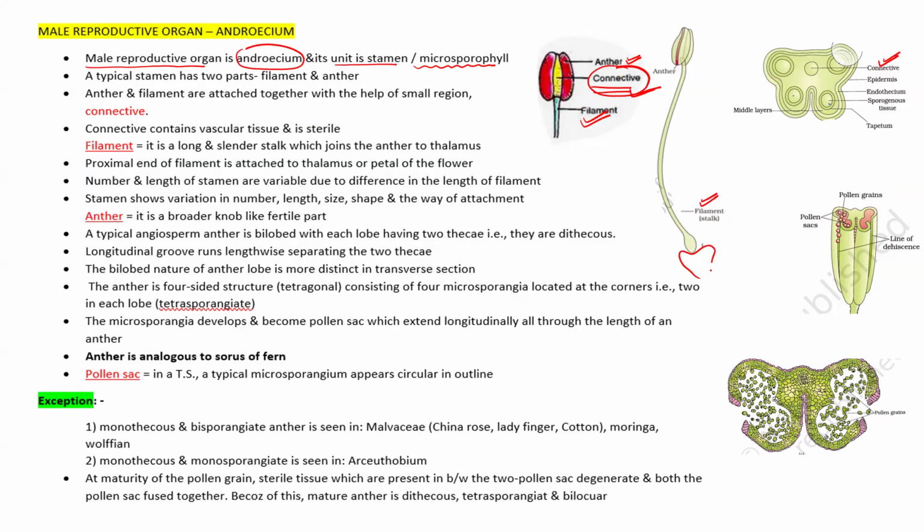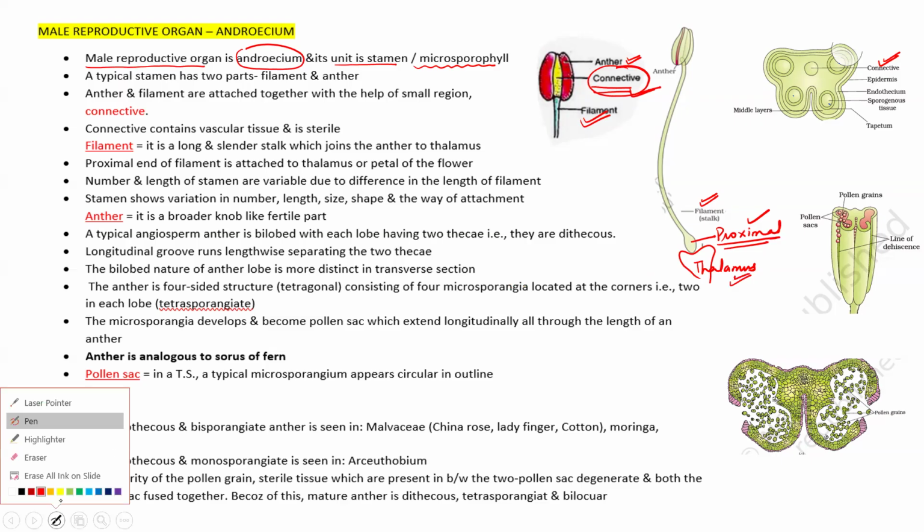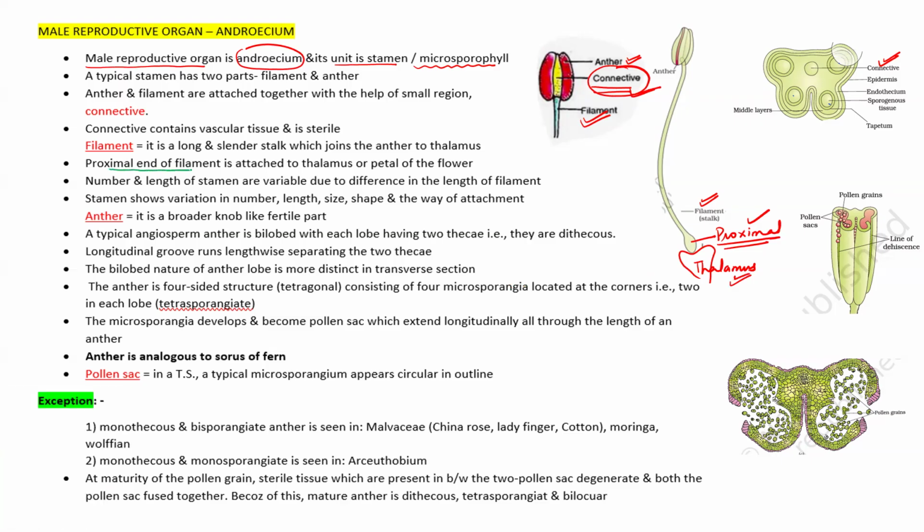This is the thalamus. Clear? So it is attaching the anther lobes to the thalamus, and this part of the filament is known as the proximal end. Please understand, this was a PMT question. The proximal end of the filament is attached to the thalamus, and it can attach to the petal also in the family Solanaceae. In your class 11 morphology, you will find it is attached to the petal.